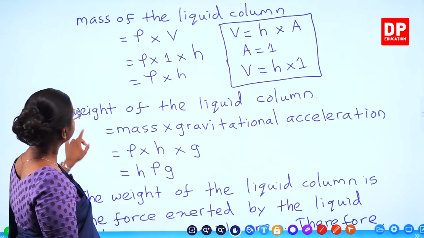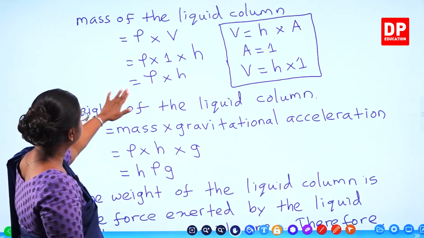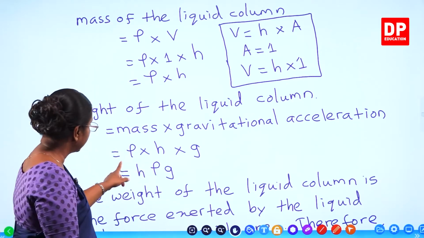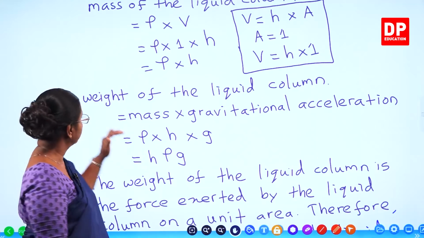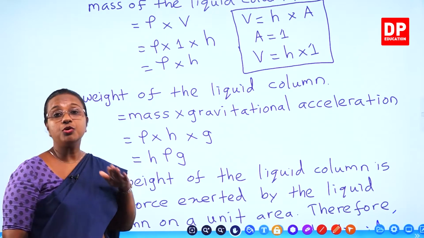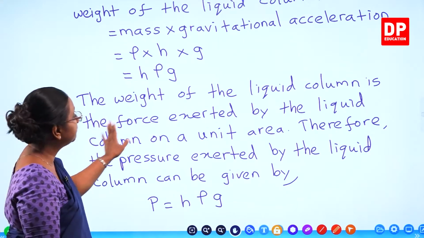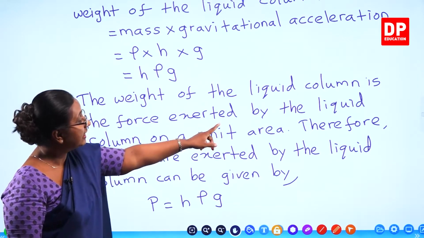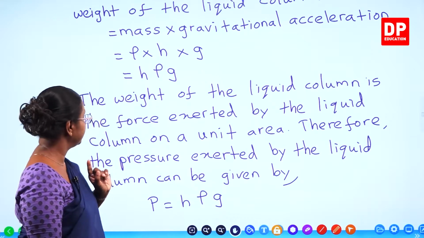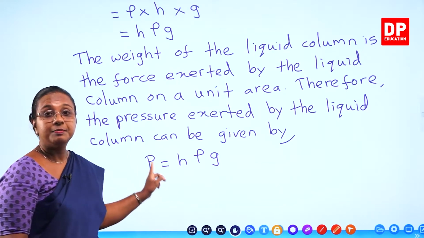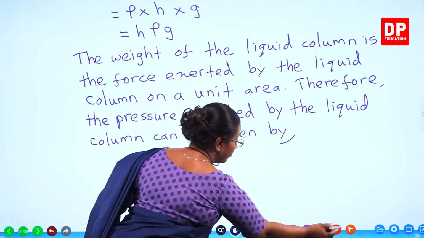So, from that, if we find the weight of the liquid column, that is equal to mass into gravitational acceleration. We have found the mass of the liquid column as rho into H. So, that is rho into H. If you multiply it by gravitational acceleration, that is H rho G. So, we have found the weight of the liquid column as H rho G. So, from that, you all know, students, the weight of the liquid column is the force that is exerted over that area. So, it is the force exerted by the liquid column on a unit area. Therefore, the pressure exerted by the liquid column can be written like this. P equals H rho G. I am sure you all can understand that. So, with that, students, I will move on to the next slide.